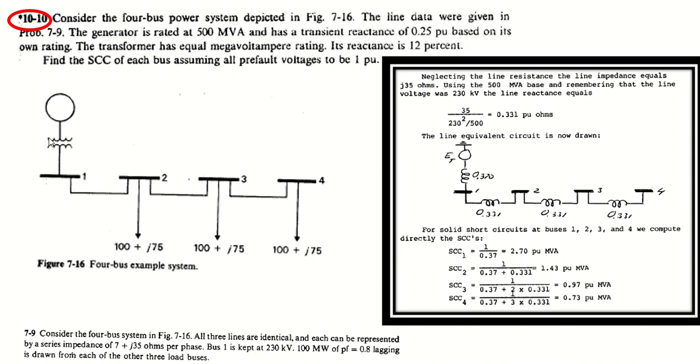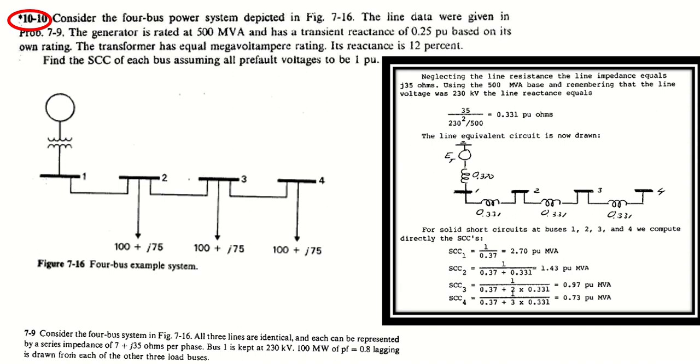So, the equivalent circuit is given like this. We have a generator and transformer, bus 1, line 1, bus 2, we have a load, line 2, bus 3, load, line 3, and bus 4 with a load. Now, how are we going to solve this? The solution to this problem is neglecting the line resistance, so the line impedance equals j35 ohms.